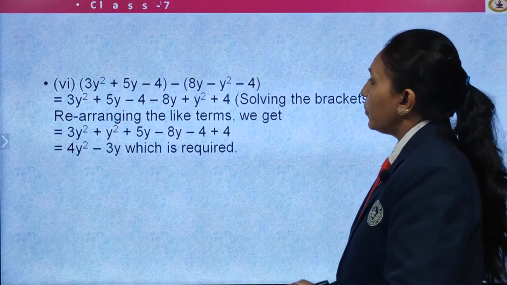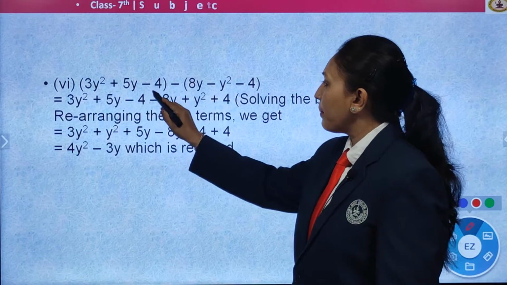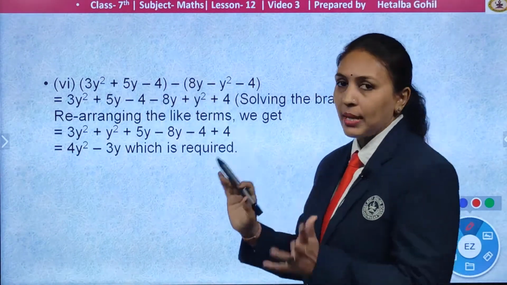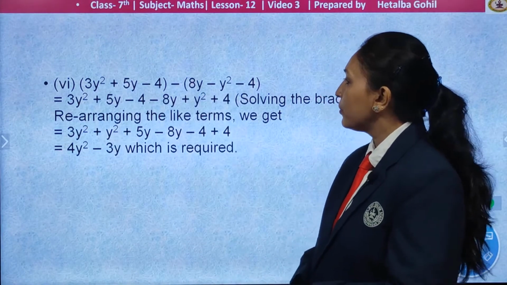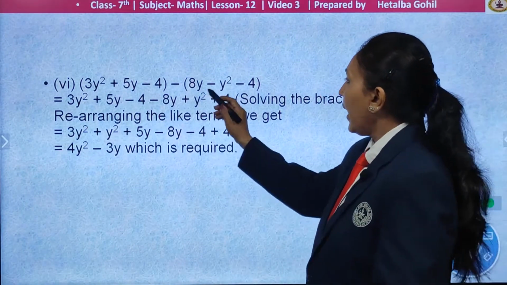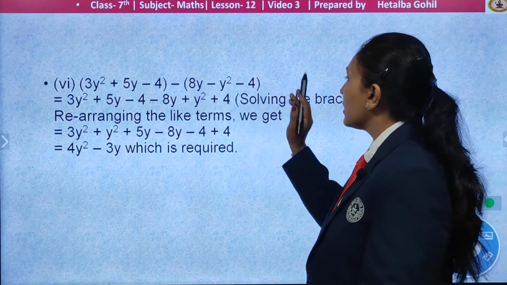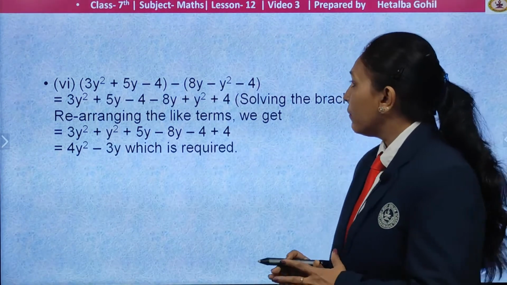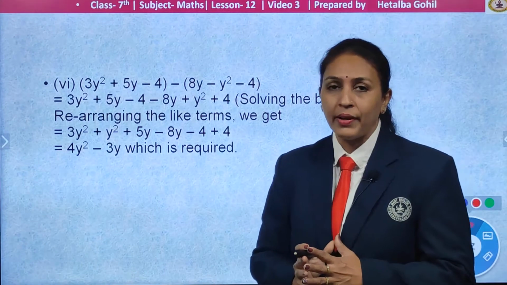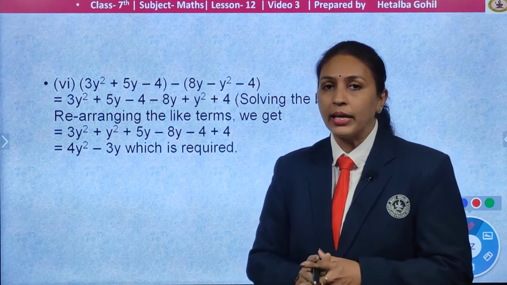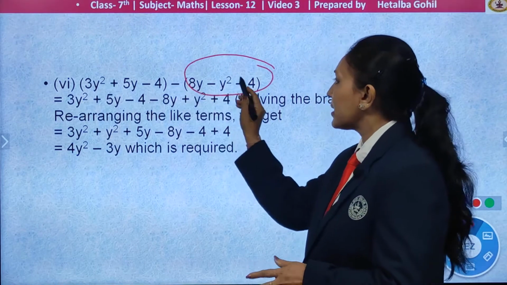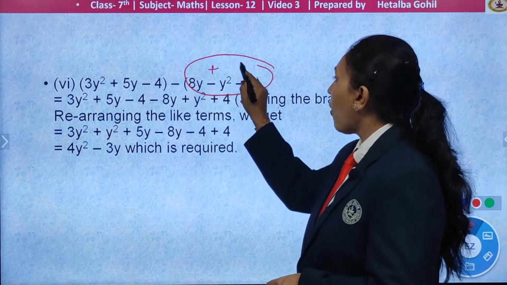Next, 3y square plus 5y minus 4, minus, into the bracket, 8y minus y square minus 4. Here 2 brackets are separated and you have one operation to do, that is subtraction. Now first thing, open the bracket. But one thing to be taken care of here, whenever you have a negative sign outside the bracket, the sign inside the bracket will be opposite.